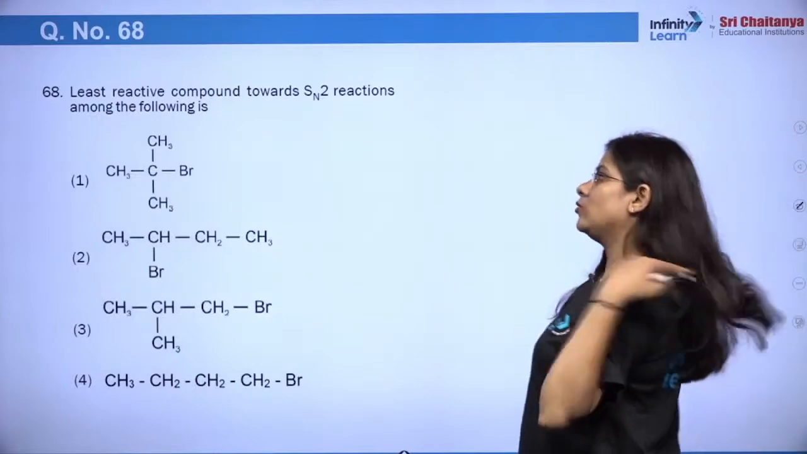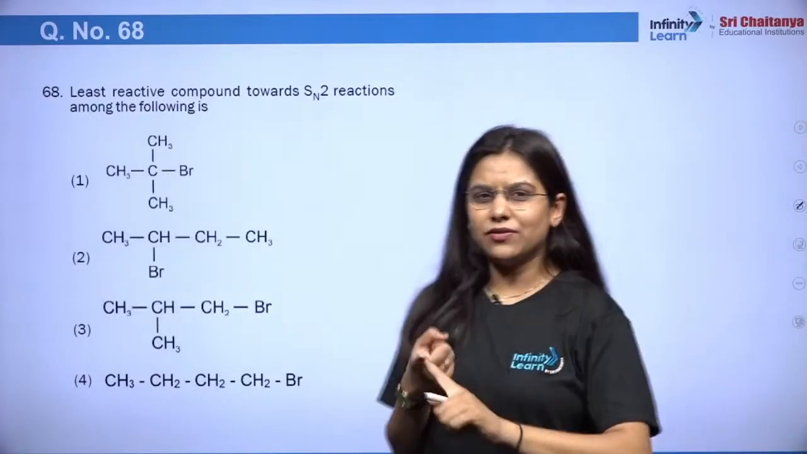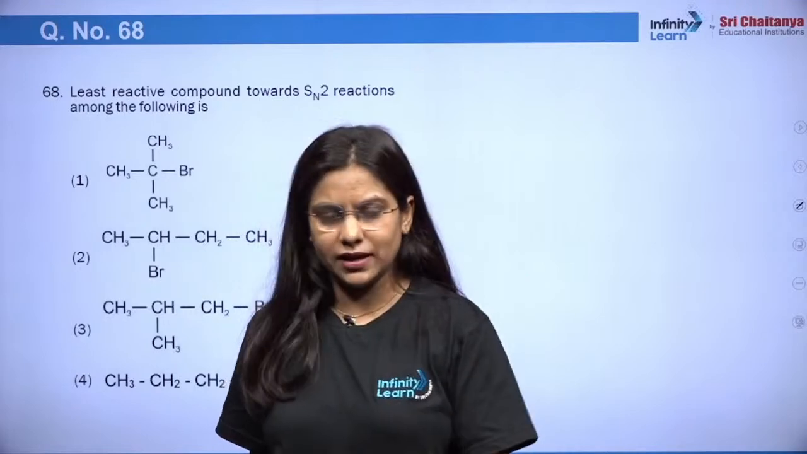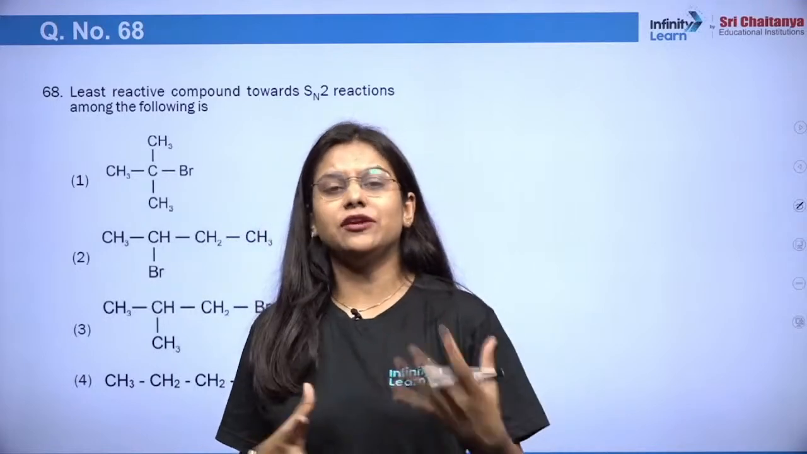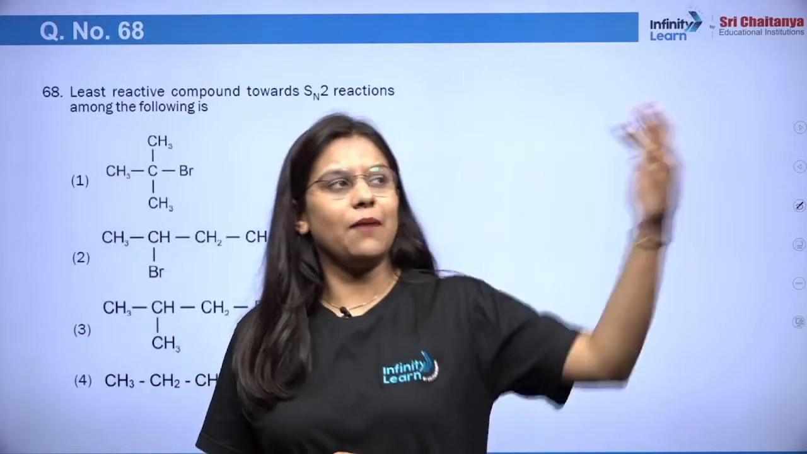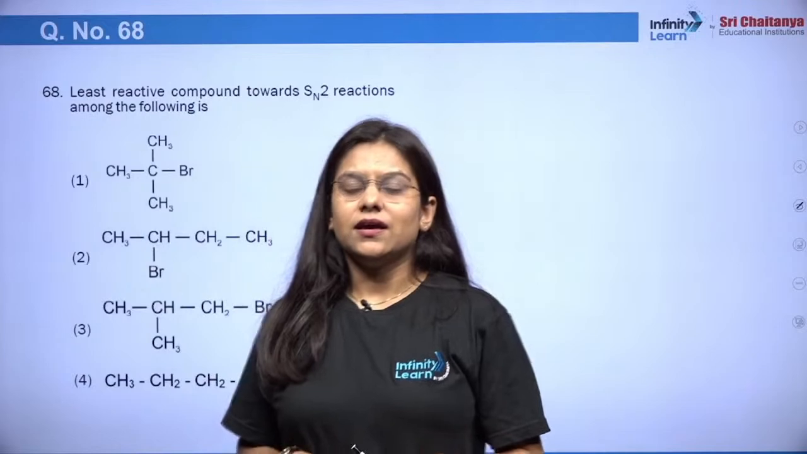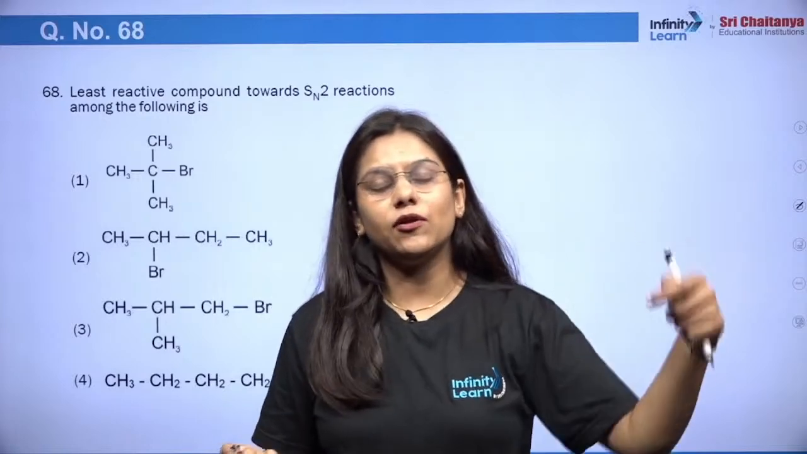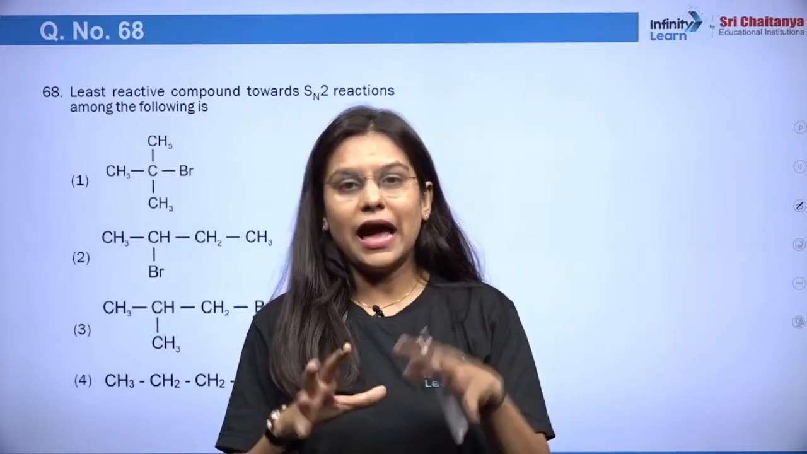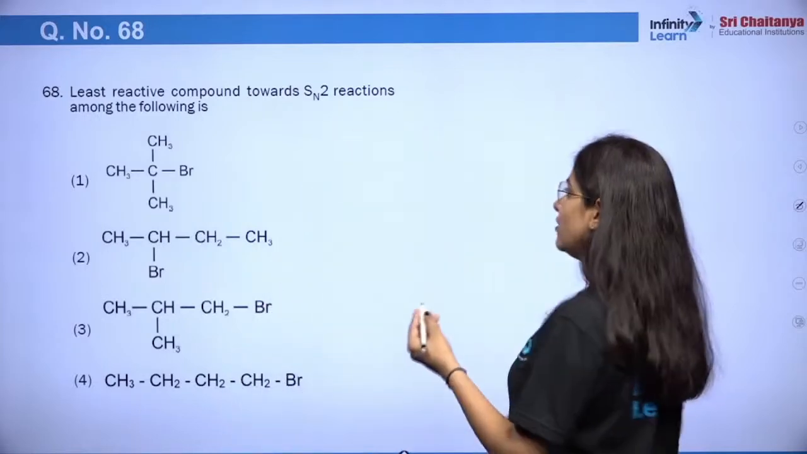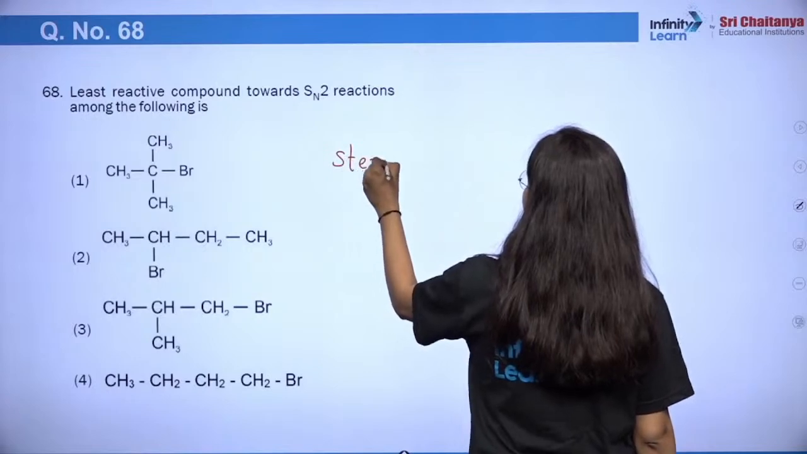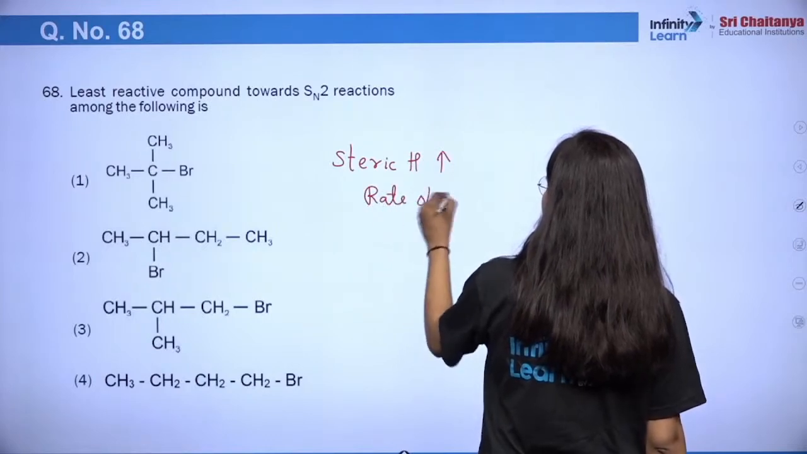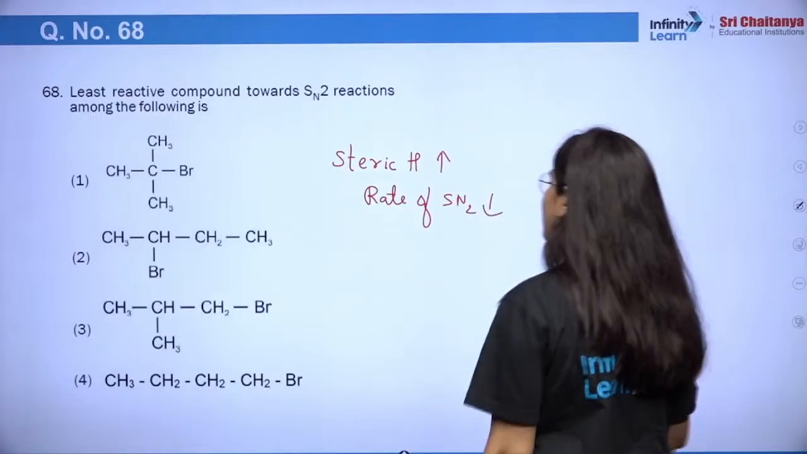The least reactive compounds toward SN2. Oh, very easy question. Yesterday's class, I told you the question on the stability of carbocation, that is 3 degree, 2 degree, 1 degree. Now what happens in SN2 reaction? In SN2 reaction, inversion takes place. The incoming nucleophile is coming from the back side. So in that case, if steric hindrance is more, then what will happen? The incoming nucleophile cannot come and attack the desired carbon center. So if the steric hindrance is more, the rate of SN2 reaction is less.